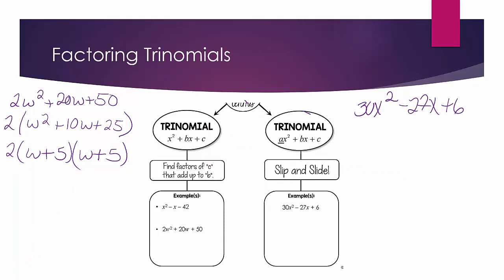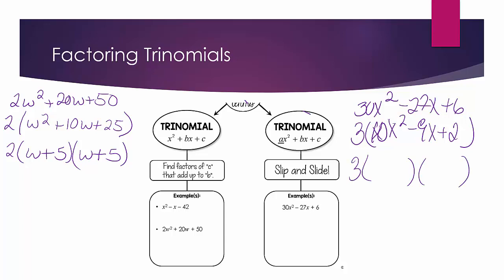So we're going to pull that 3 out. 10x squared minus 9x plus 2. So I need to go 3 times something times something. Now this is trial and error because we need to figure out not only how to make 10x squared, but we have to figure out how to make 9x. So with trial and error, I'm going to try and put 5x here, and 2x right here.